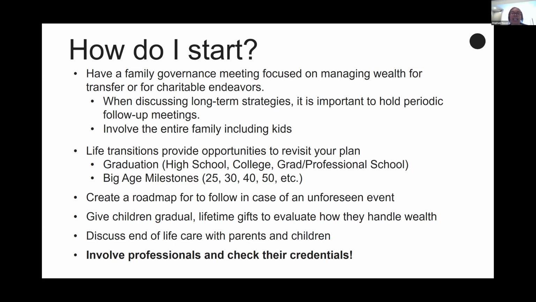Let me repeat that. Involve professionals, but check their credentials. So I sit on the AICPA National Accreditation Commission, and that commission is responsible for all of the accreditations that the AICPA does outside of the CPA exam. And one of those credentials is somewhat like the CFP. So there are two major credentials. One is the CFP, which is the Certified Financial Planner, and then the PFS, which comes from the AICPA.